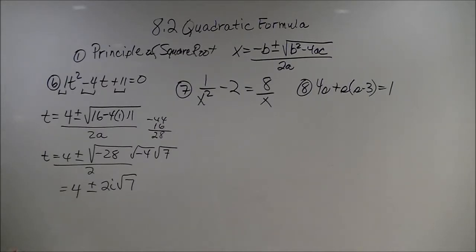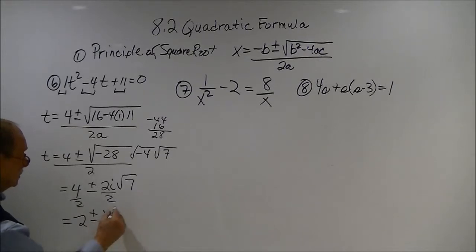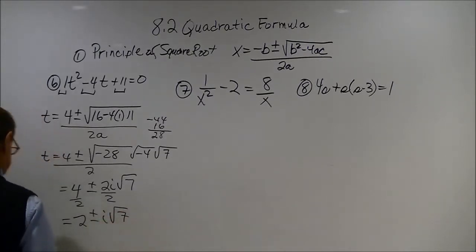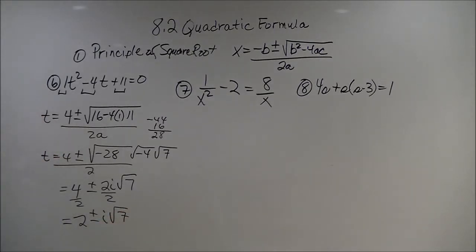So watch what happens. We're going to put this over 2, this over 2, so this now becomes 2 plus or minus i, the square root of 7. Now remember, you can also put the i at the end. Again, this is standard form for the imaginary number.